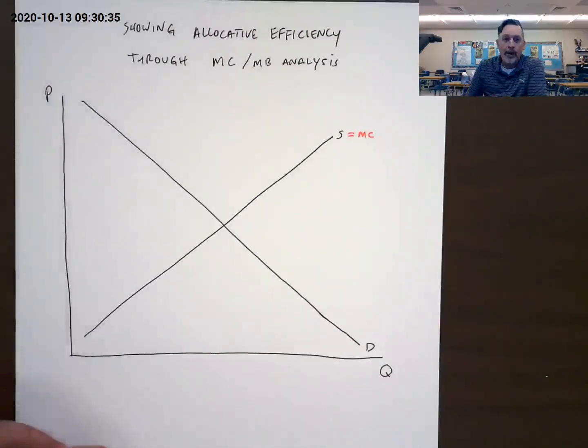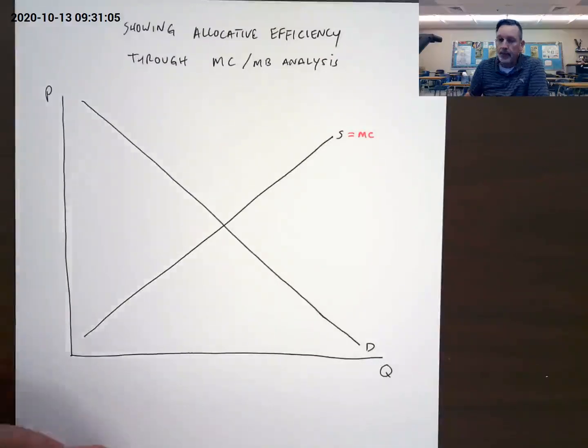Another way to think about marginal cost, which will help us in this particular exercise here, is that marginal cost can also be viewed as the value of society's lost resources from producing one more unit. Okay? So keep that in mind, that we can also think of marginal cost as the value of society's lost resources from producing one more unit.